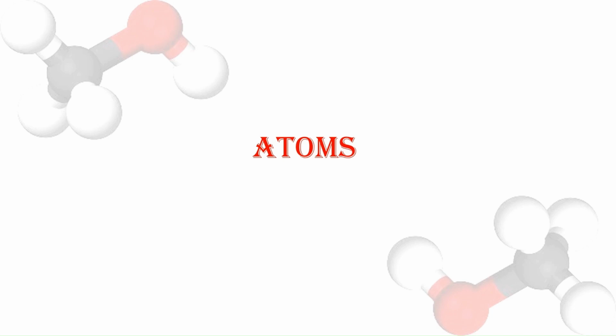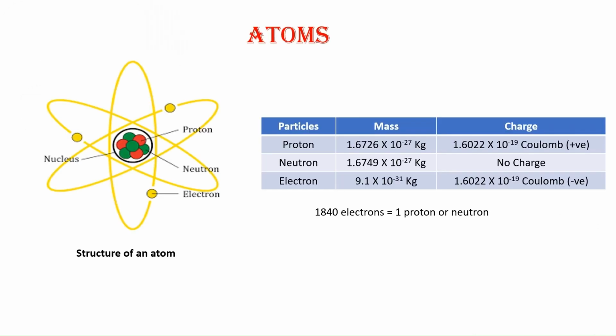So first we should know what atoms are. An atom is the basic particle of any chemical element. It consists of a nucleus and layers surrounding the nucleus. The nucleus consists of protons plus neutrons, and electrons revolve around the nucleus in layers.